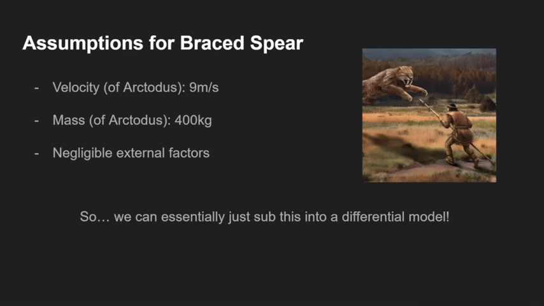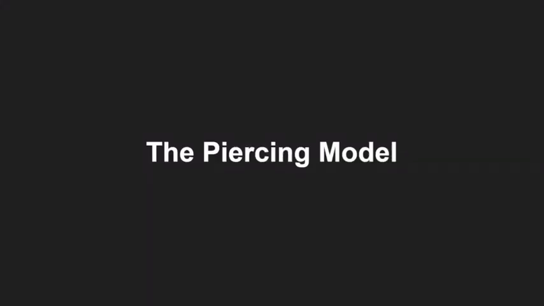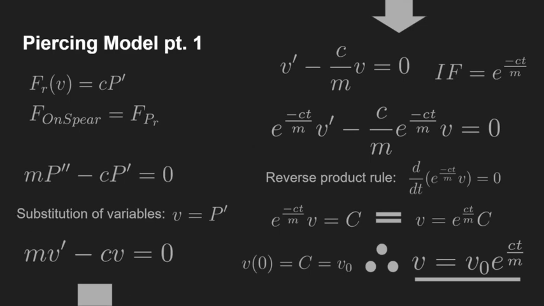Now getting into our actual model for piercing, we first assumed that the resistive force on the spear was equal to some damping constant c times the velocity p prime, and that the total force acting on the spear was equal to this resistive force. Using this and assuming a negligible spring force, we ended up with the second order differential equation, m times p double prime minus the resistive force equals 0, as there are no external factors.